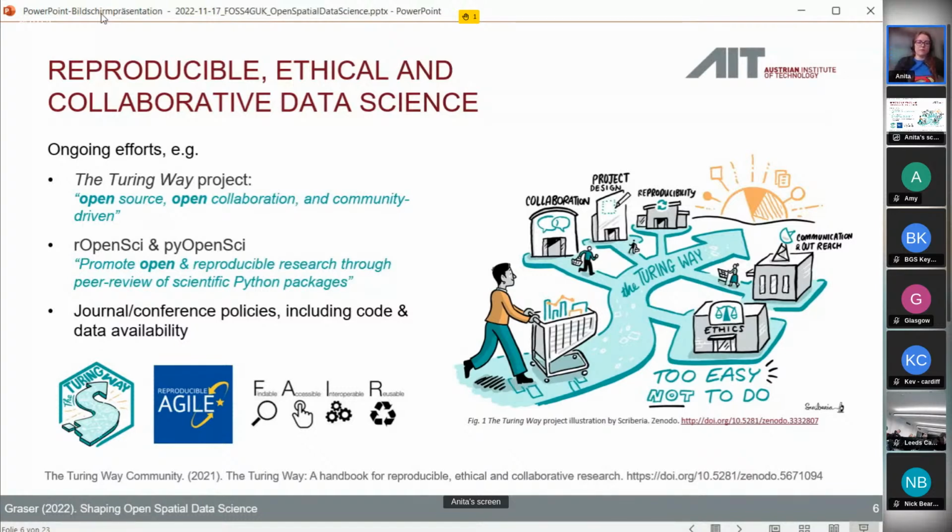Other ongoing efforts, of course, are Open Science, Open Science. Both of those communities in their respective languages try to promote open and reproducible research by ensuring that the software that people use for data science is of good quality, is well documented. And then we have different journals, different conferences, for example, Agile, who have developed requirements for availability of code, of data, and for different policies of how to handle, how to encourage open science processes.